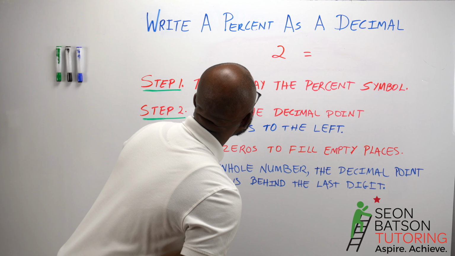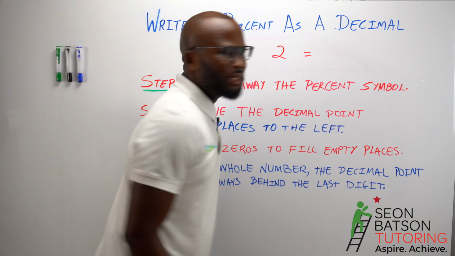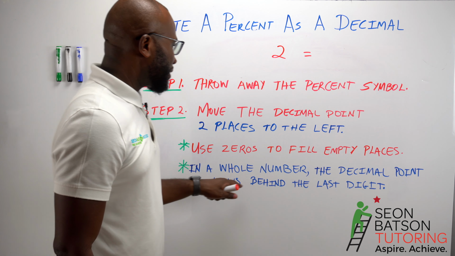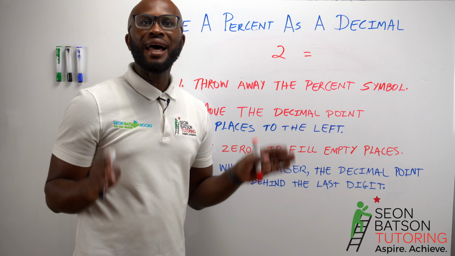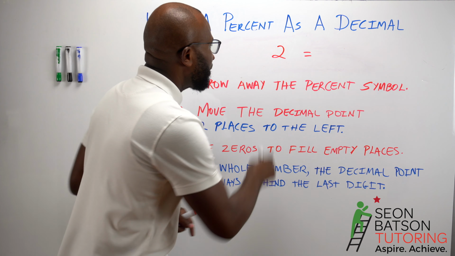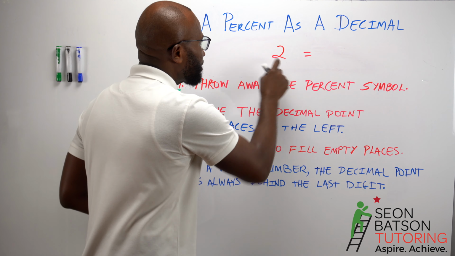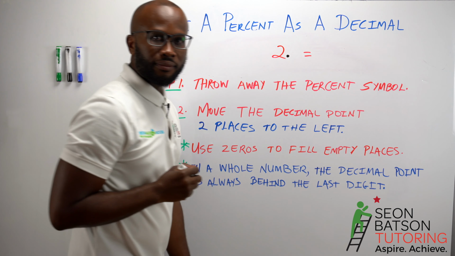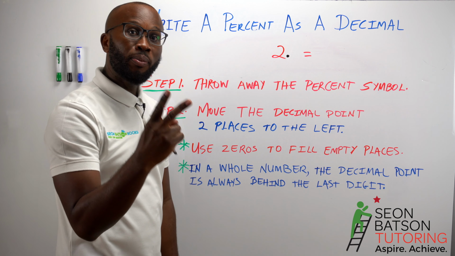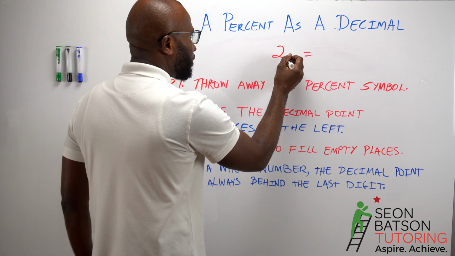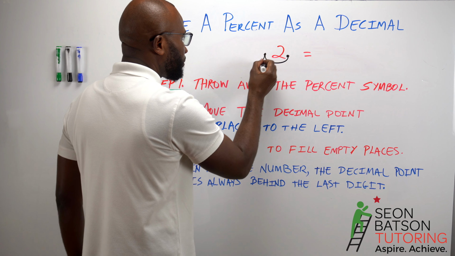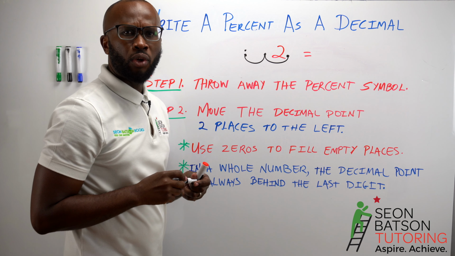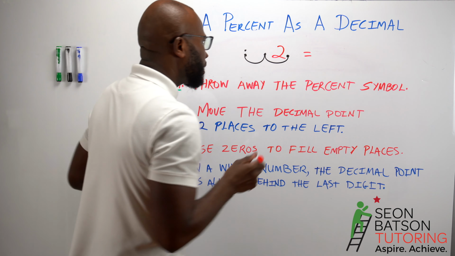Now, where is the decimal point? I don't see it. Do you see it? Remember, in a whole number, the decimal point is always behind the last digit. Well, since the only number here is 2, yes, the decimal point will be right behind the 2 here. Then we move our point 2 places to the left. We go 1 time, 2 times, point is now here. We have an empty place. What do we do with the empty place? Fill it with a 0.